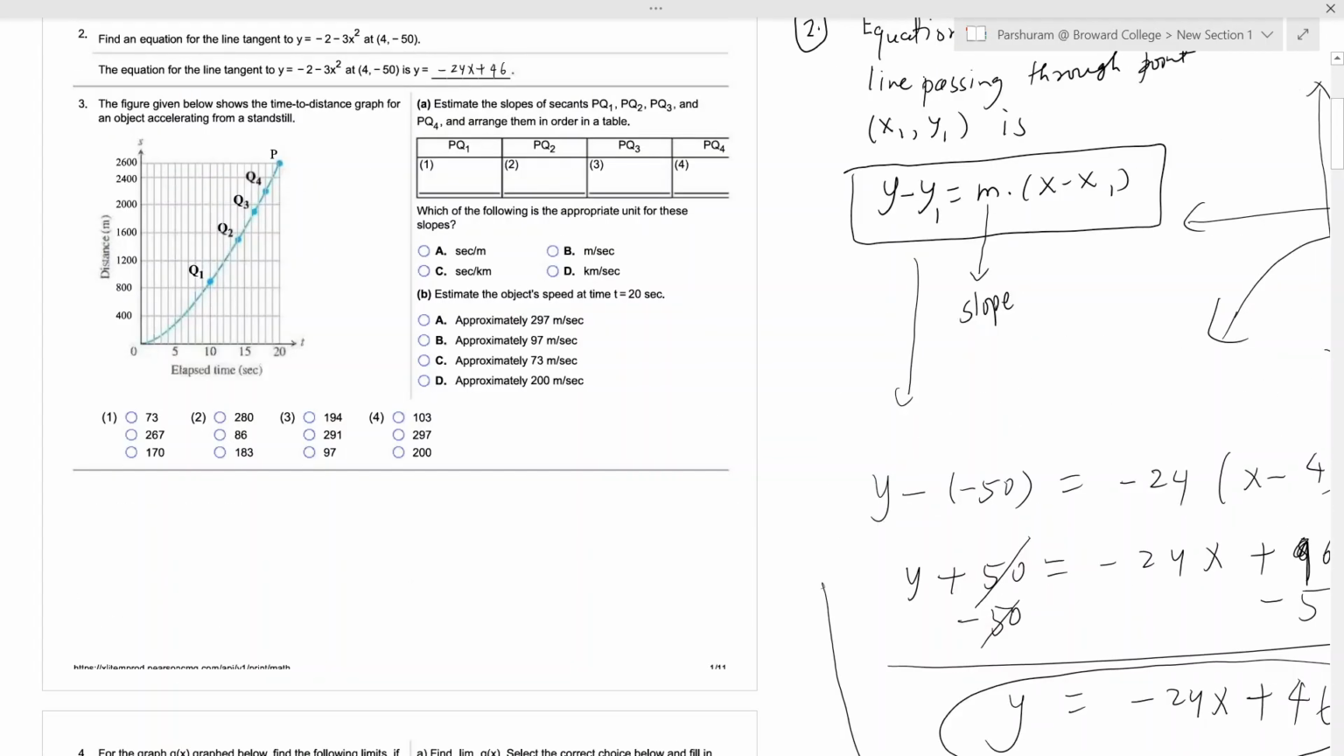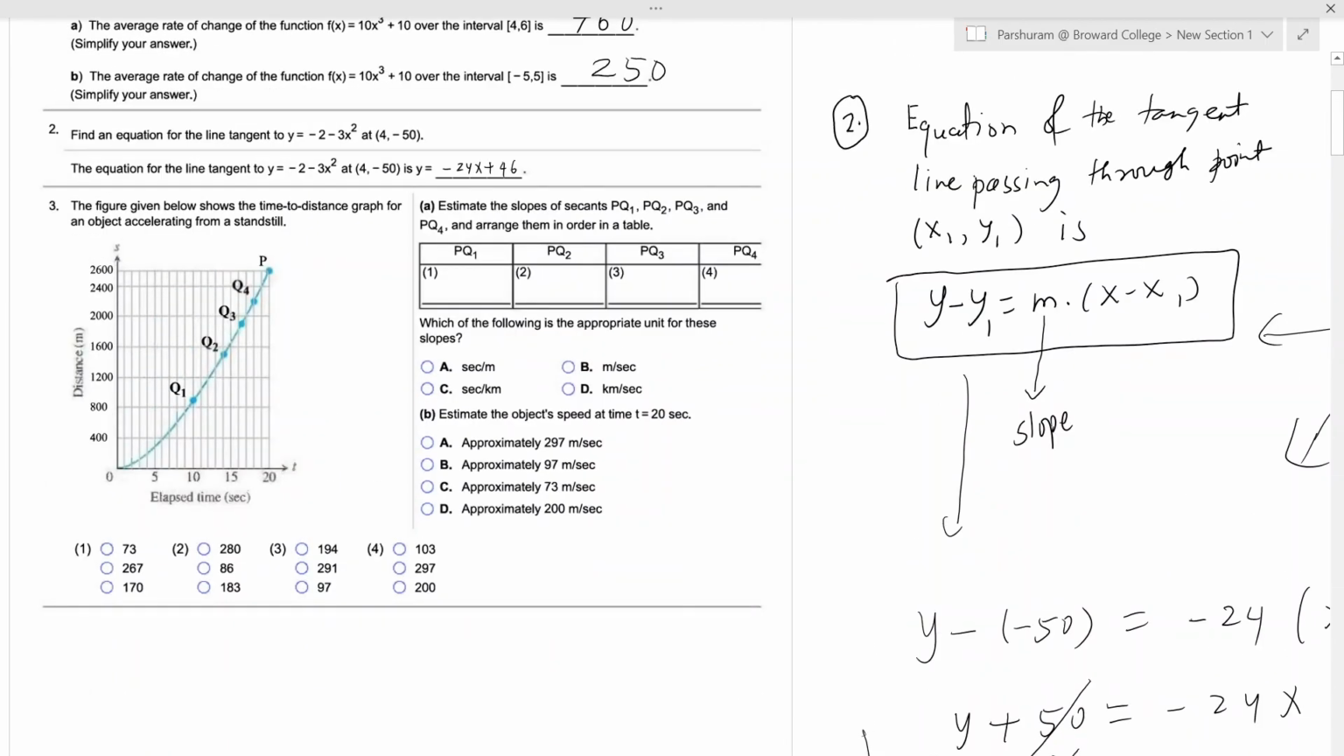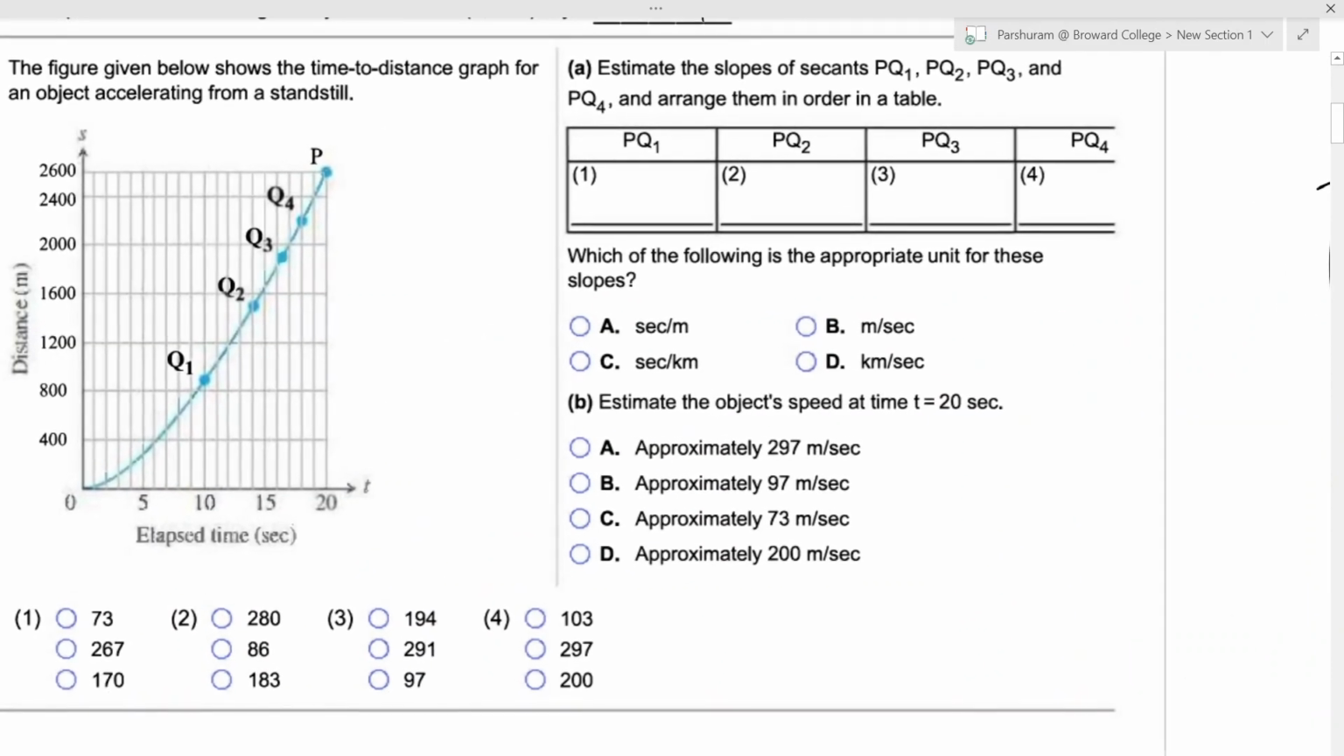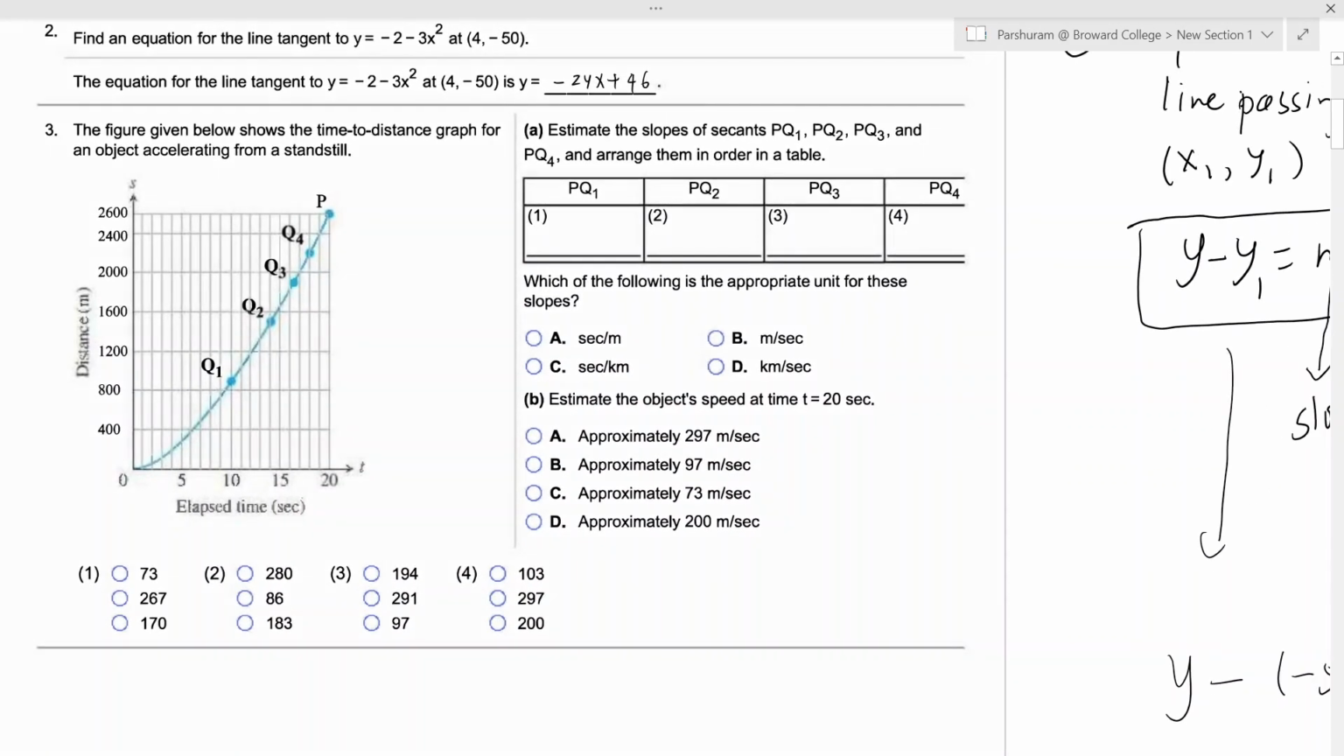Okay, so there are different parts for this problem. The figure given below shows the time to distance graph. You can see that on the x-axis there is time in seconds, and on the y-axis that's the distance of an object which is falling from the top. So this is the distance for the time. The figure shows the time to distance graph for an object accelerating from a standstill.